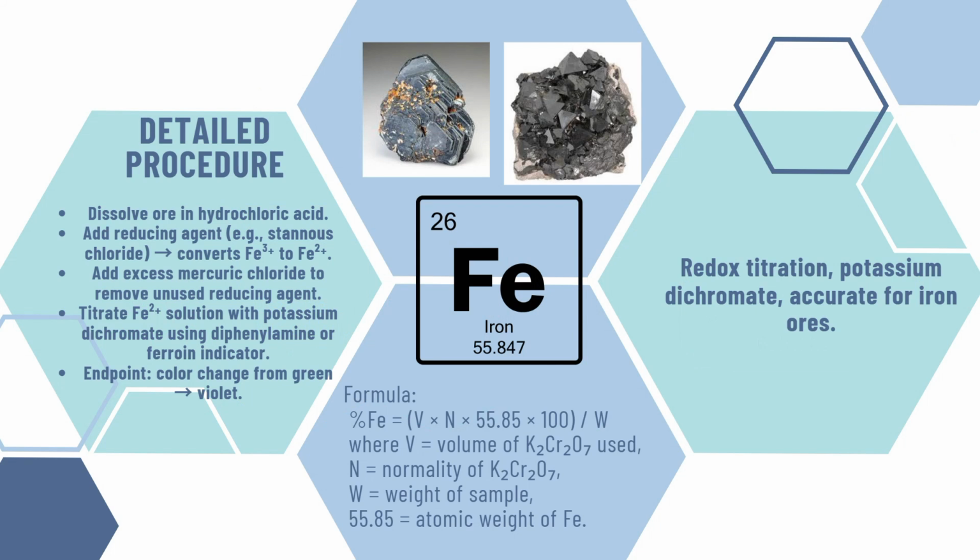In the detailed procedure, the ore is dissolved in hydrochloric acid. A reducing agent such as stannous chloride is added to ensure all iron is in the ferrous state. The excess reducing agent is removed by mercuric chloride, and the solution is then titrated with potassium dichromate using an indicator like diphenylamine, which produces a distinct color change at the endpoint.